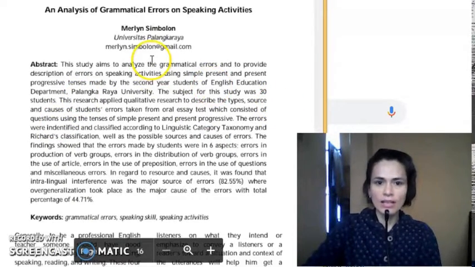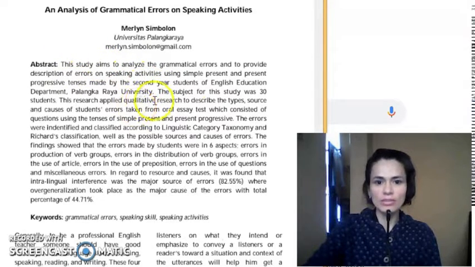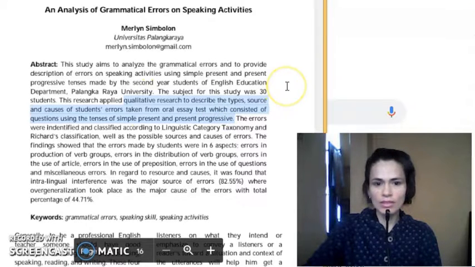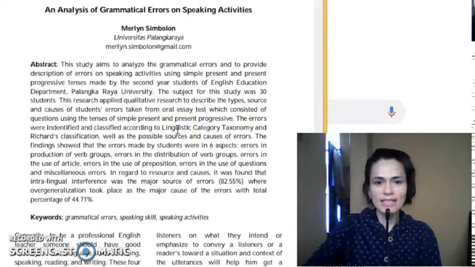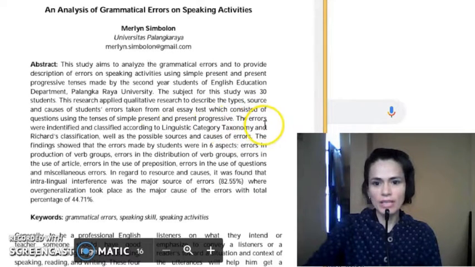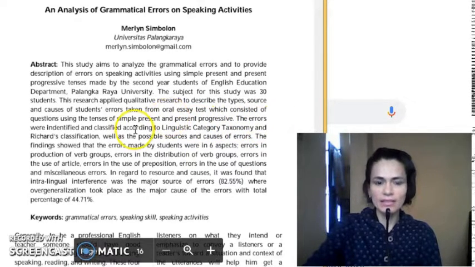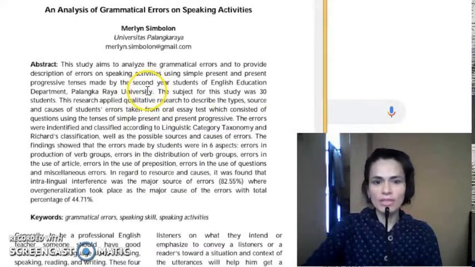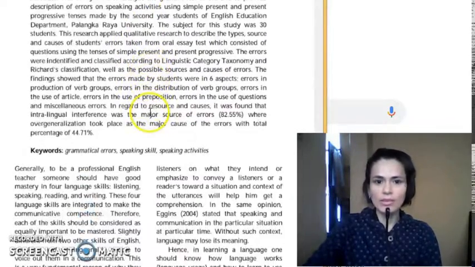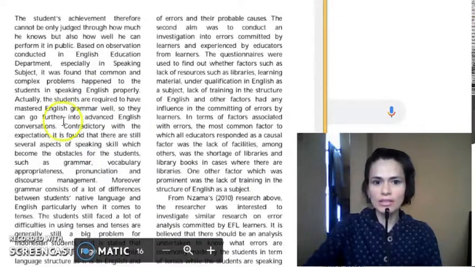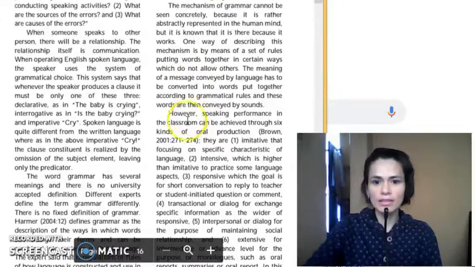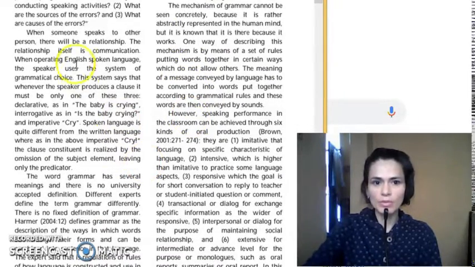2014-2015. This research applied qualitative research to describe the types, sources, and causes of the student errors taken from oral tests with 10 sets of questions about the tenses of the present simple and the present progressive. The research applied qualitative research because it is a natural and naturalistic environment where the researcher formulated research questions to explore, interpret, and understand the social context.